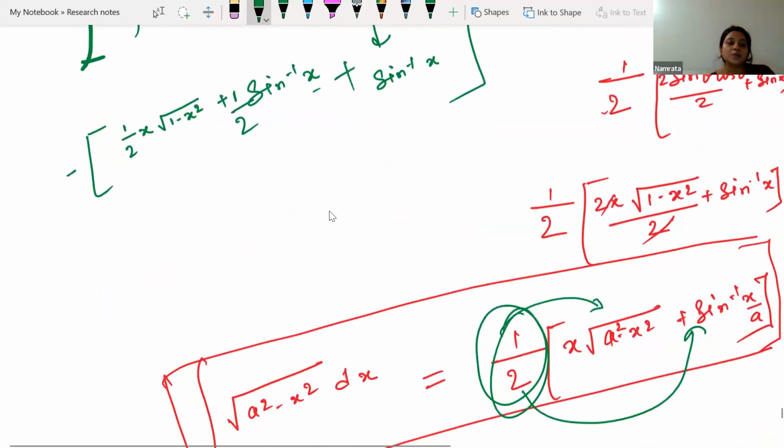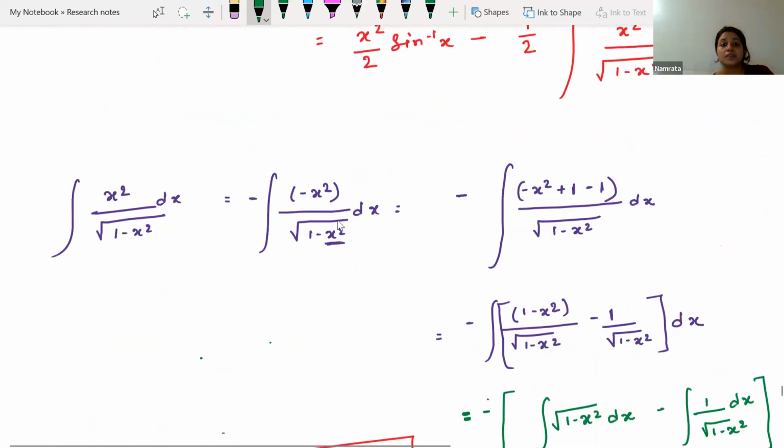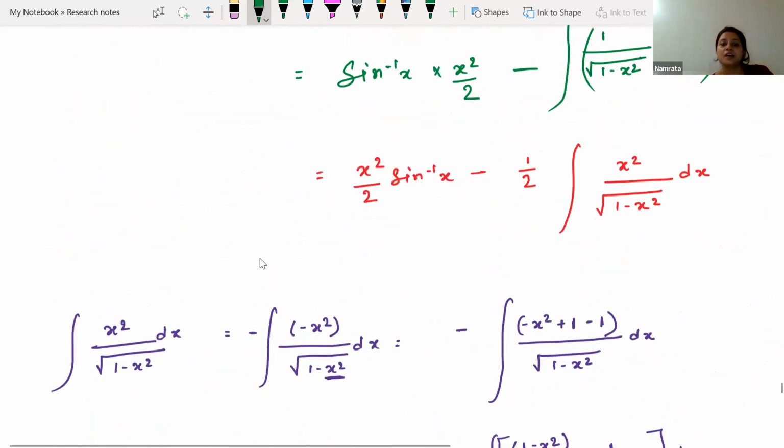Now let's continue. So here we ended up getting minus 1 by 2 x under root 1 minus x square, 1 by 2 plus 1 will be 3 by 2 sine inverse x. And this is the total integration we got from this blue part, from this second part. The first part is still there, that is x square by 2 sine inverse x, and minus 1 by 2 is also there in the beginning, in front of that.